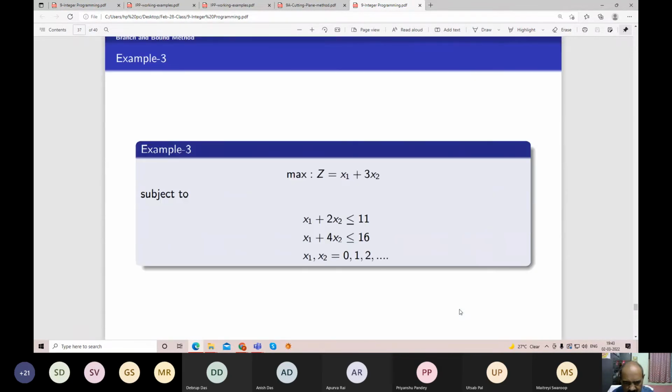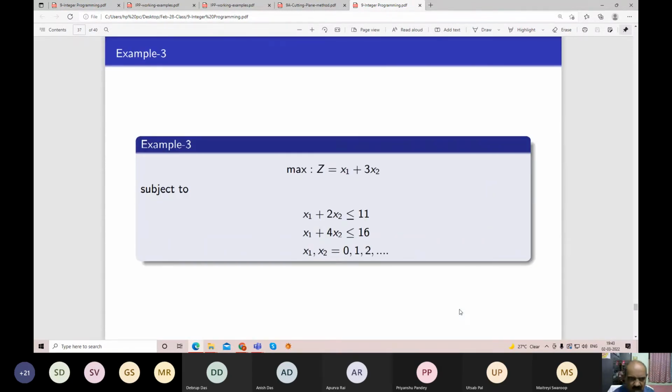Next example. Example 3. Will you please try it yourself? Solve it with either the graphical or simplex method and take the decision.